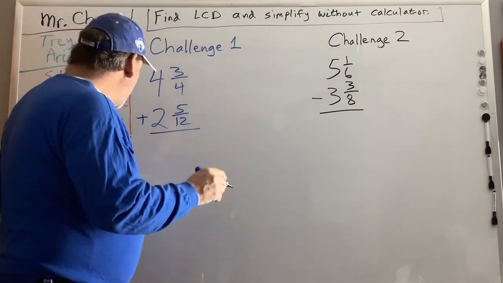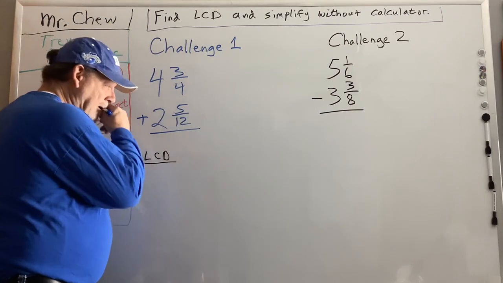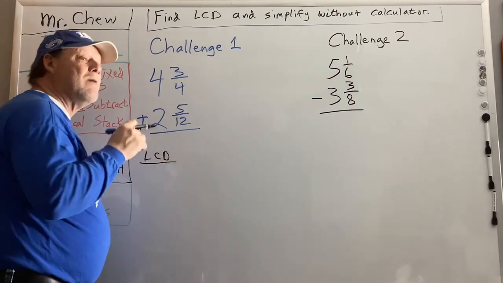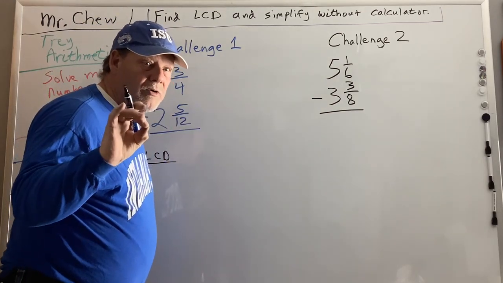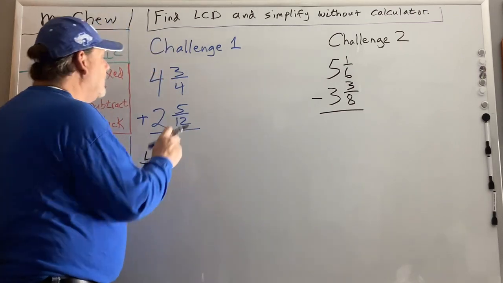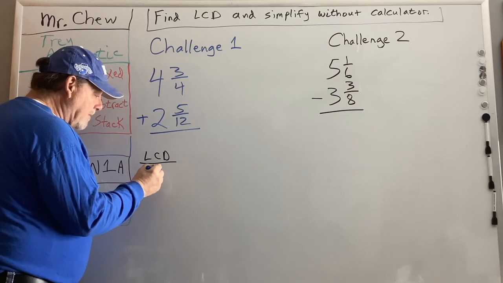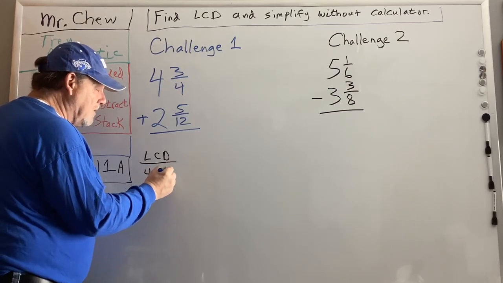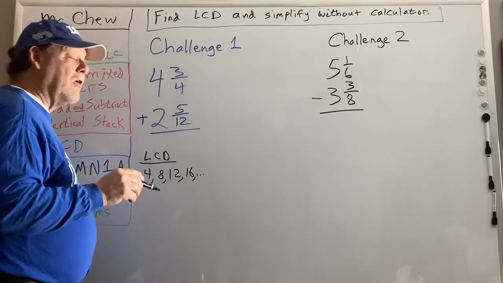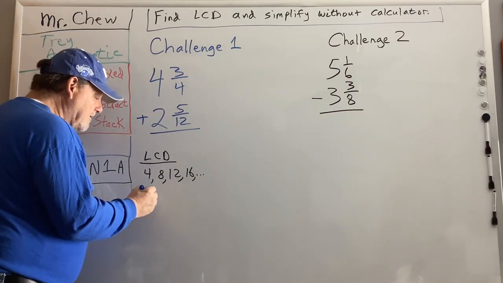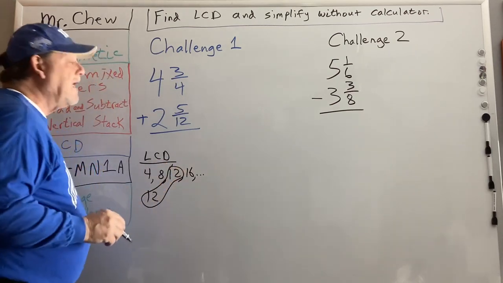And one way that I taught students how to find an LCD was to take the denominators and write them in a series until you have the smallest number that is the same in both. So I can take the 4, that's 4 times 1. Now 4 times 2 is 8, 4 times 3 is 12, 4 times 4 is 16, and sometimes you have to go farther. Take the other one, and since 12 times 1 is 12, and they are the same, that is the LCD.